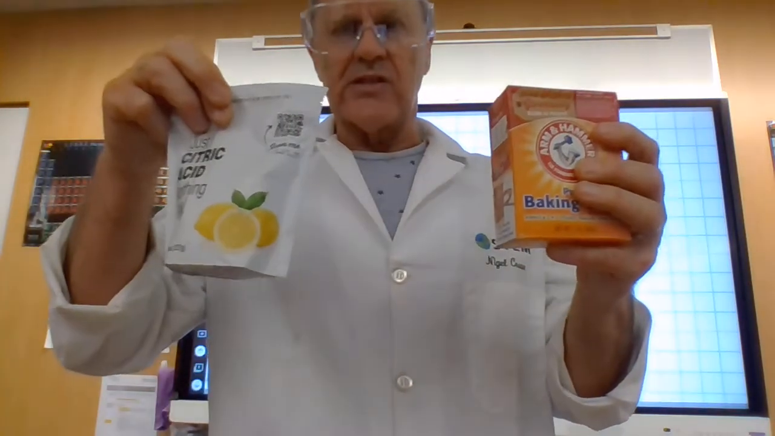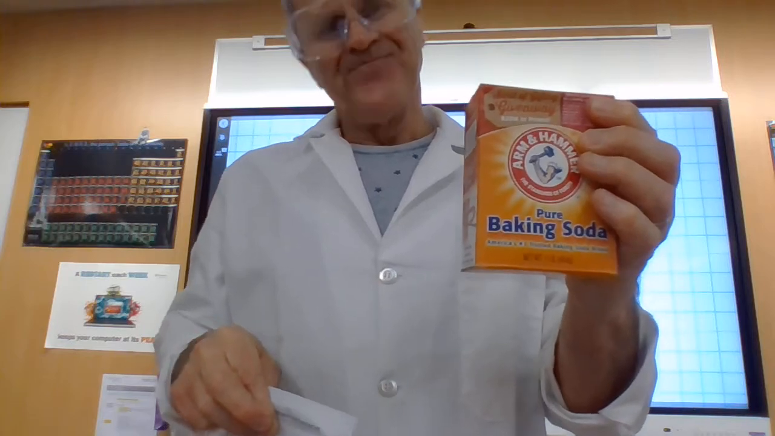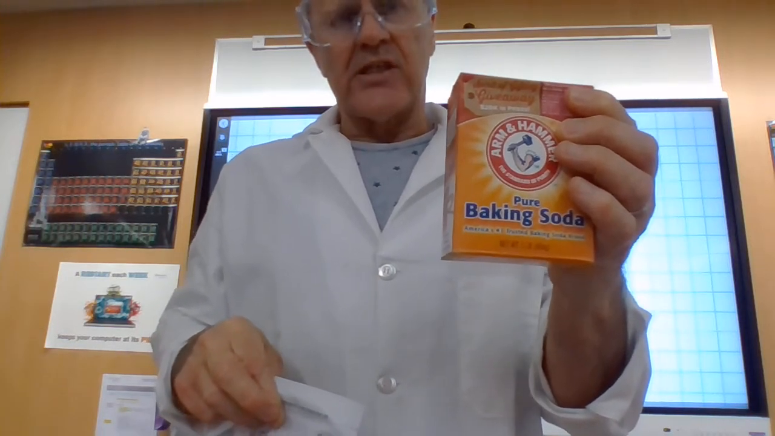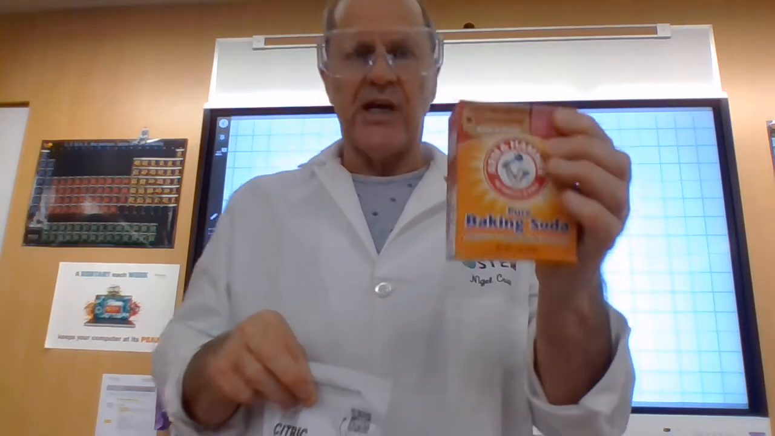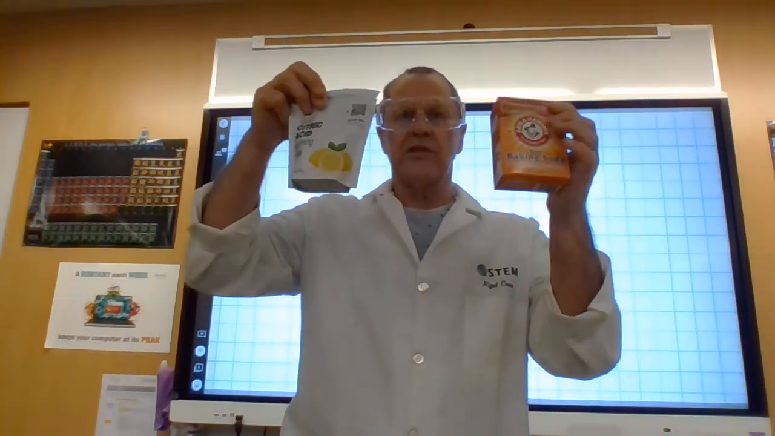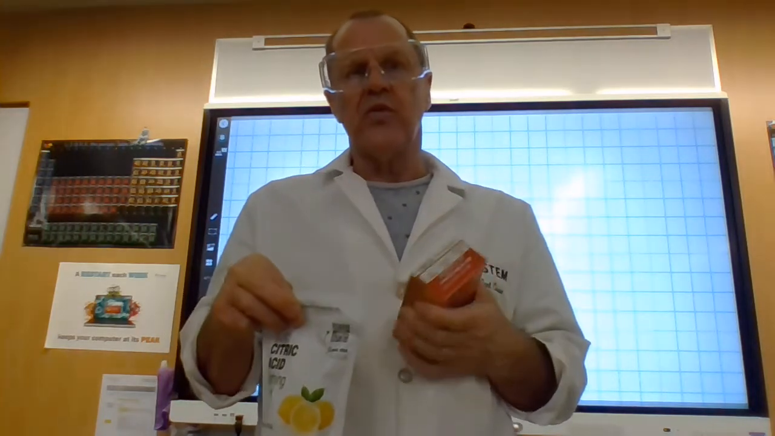So let's have a look at these two. One's an acid, one's, well, baking soda. It's correctly called sodium bicarbonate, or even more correctly, sodium hydrogen carbonate. So what we're going to do is have a look at these. We'll look at their formulae. We'll look at what we expect them to do in a chemical reaction, and then we can actually do the chemical reaction and see what amazing things happen.